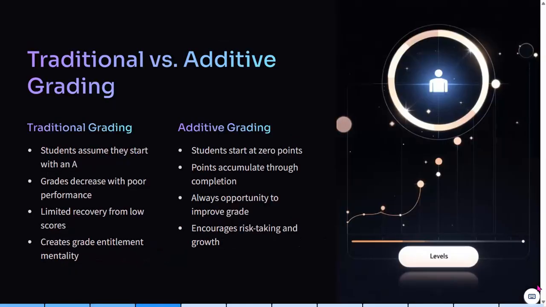To understand what additive grading is, we also need to look at what traditional grading is. So traditional grading is when students assume they start with an A. Grades decrease with poor performance. This creates a hard time for students to recover from one poor grade.